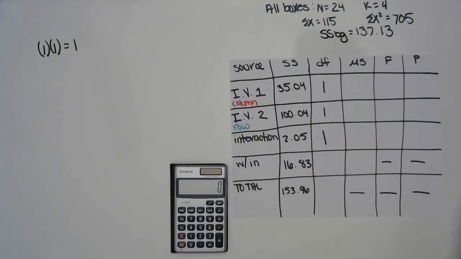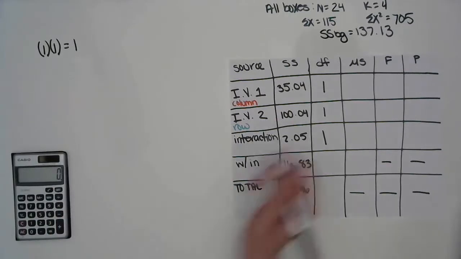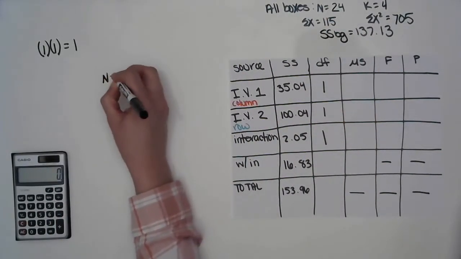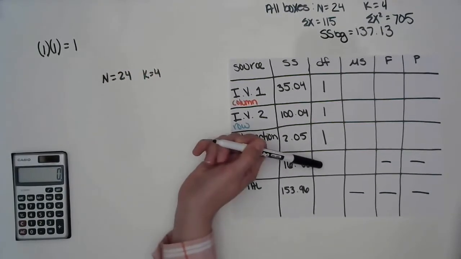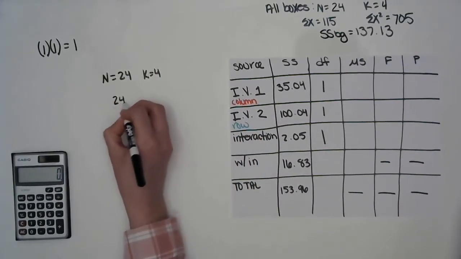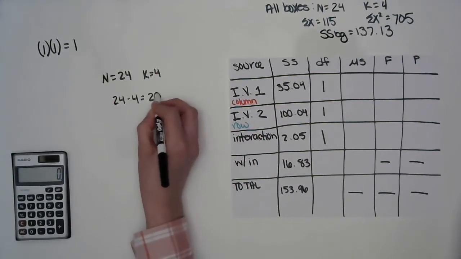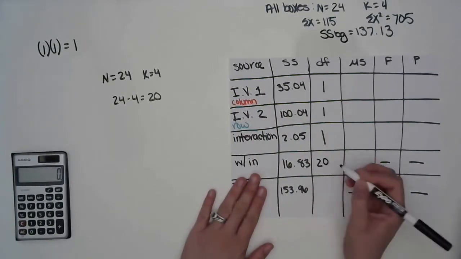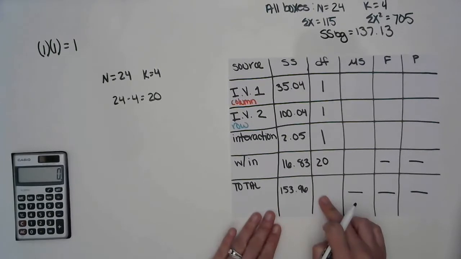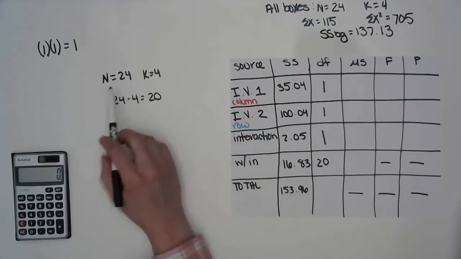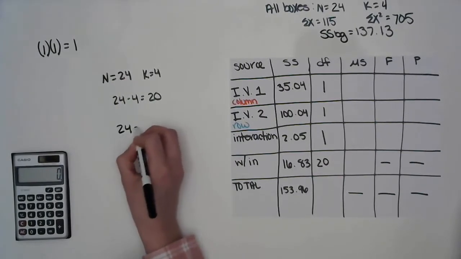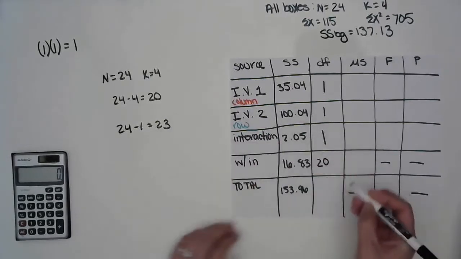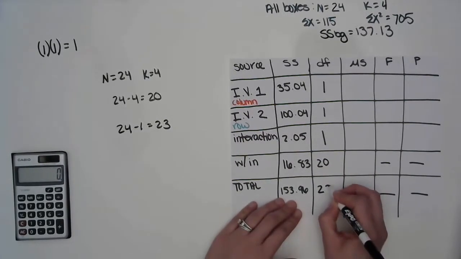All right, next we have the degrees of freedom within groups, which is n minus k. So we have our n value here. We have n equals 24 and k equals 4. So for this, we need n minus k. 24 minus 4 equals 20. And then we have one more here for our total, which is n minus 1. So we have our n value of 24 minus 1, which is going to give us 23. So our degrees of freedom total is going to be 23.